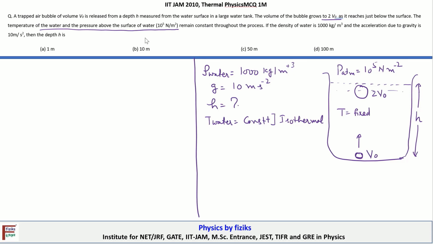Okay, now the pressure at the bottom of the tank is given by the pressure at the bottom of the tank. So this is basically how much will be the pressure at this point on the air bubble. So this is basically the atmospheric pressure plus the pressure exerted by the water column whose height is h and density is 1000 kilogram per meter cube, the raw water.